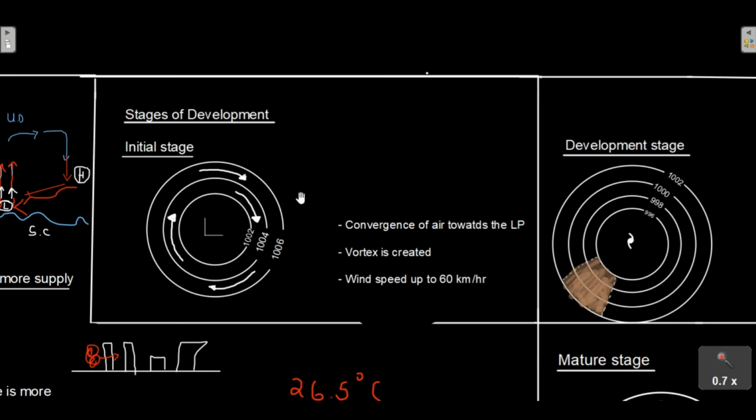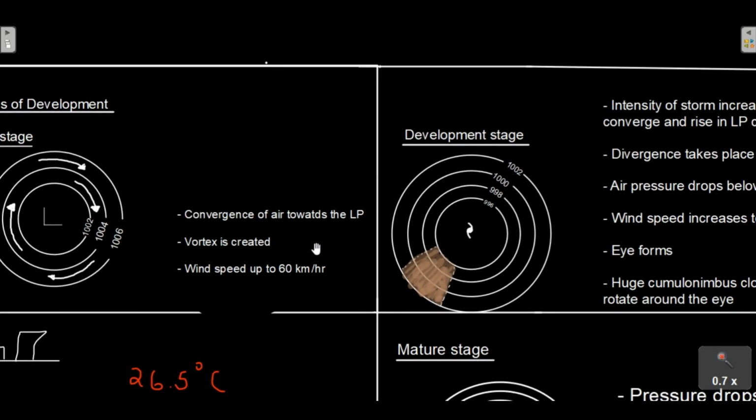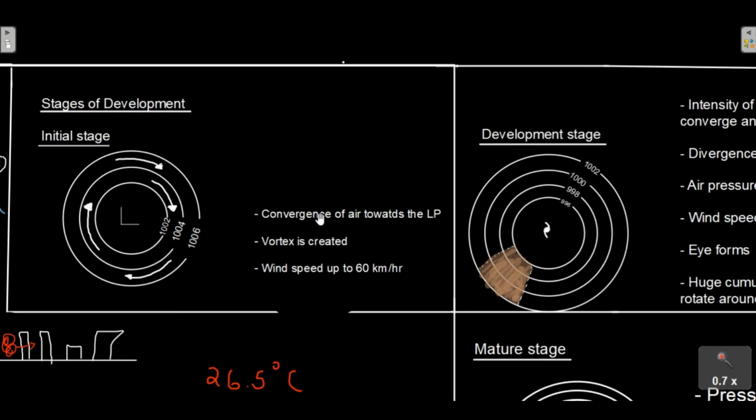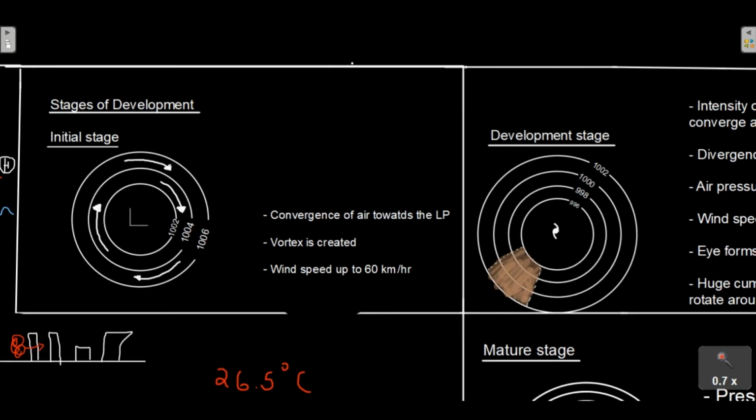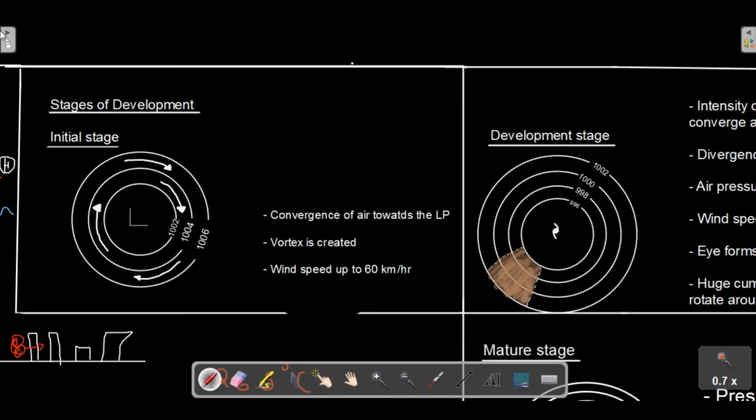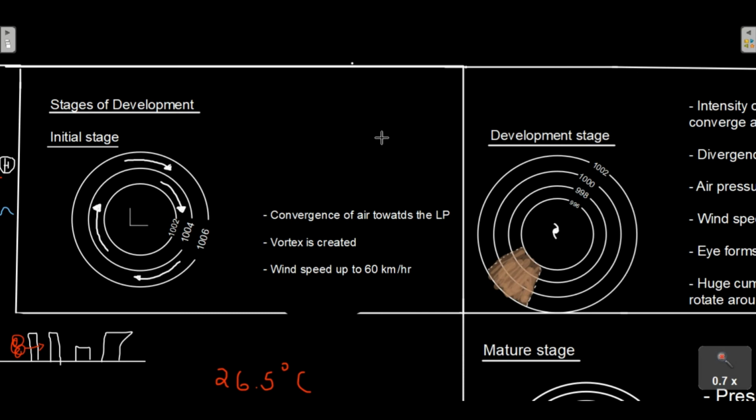Why would you say this is a development stage? Okay, so you just need to remember the very important events in each of these stages. Okay, so let's start with the initial stage. Now say that the tropical cyclone occurs over the ocean, right? So the ocean has to be warm first of all. We said that's the first thing.